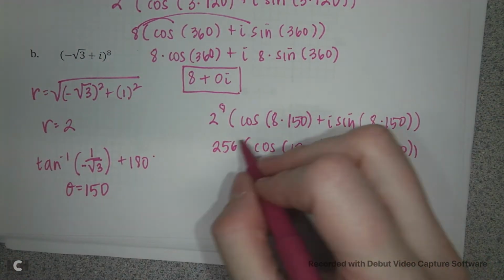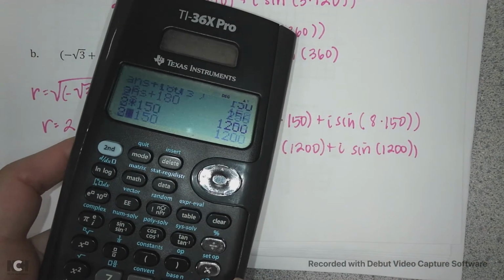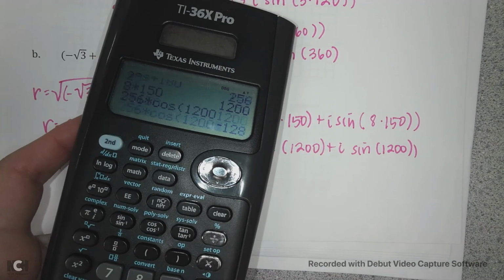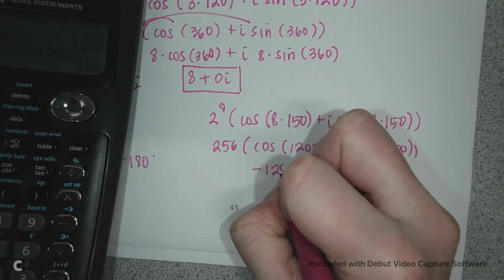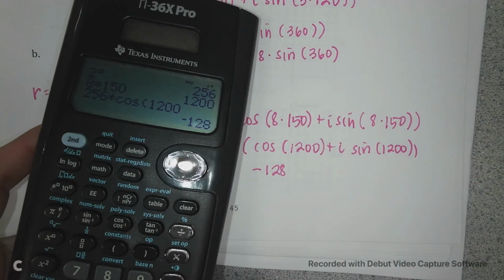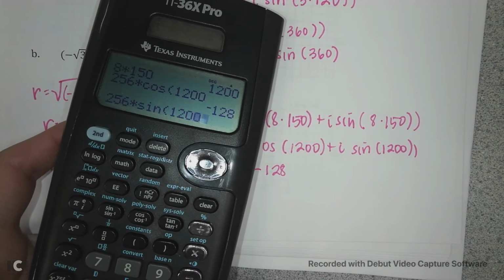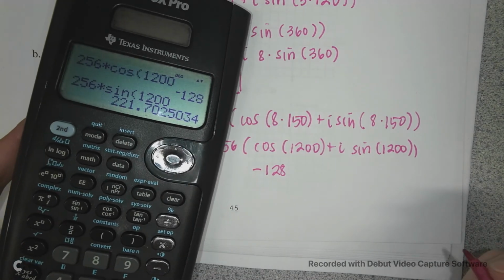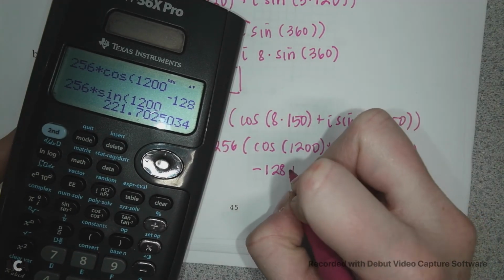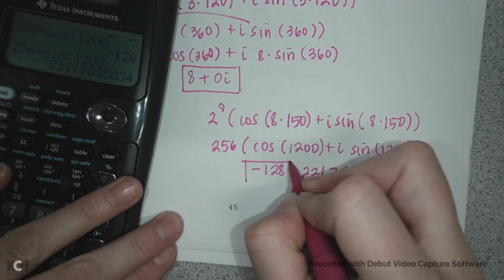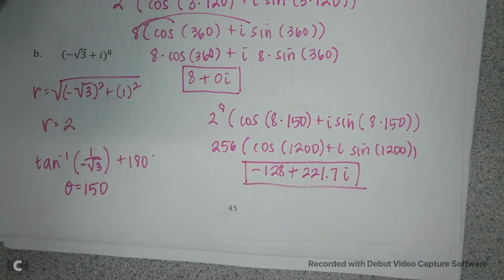Then again we distribute through, so 256 times cosine of 1200 is negative 128, and 256 times sine of 1200 is a decimal, which is fine, we'll just write it down: 221.7, and there's an i. So that's my complex number. And that's how you do de Moivre.